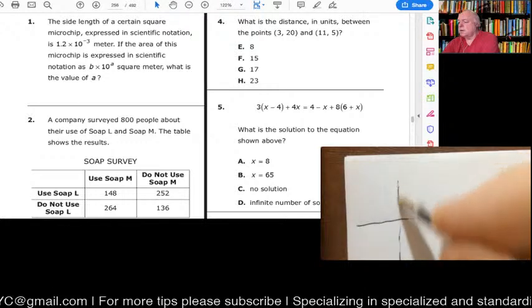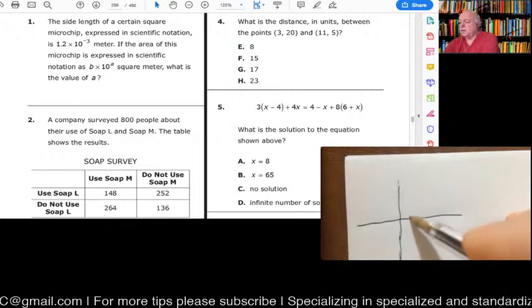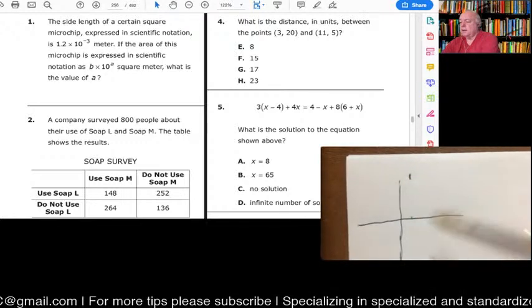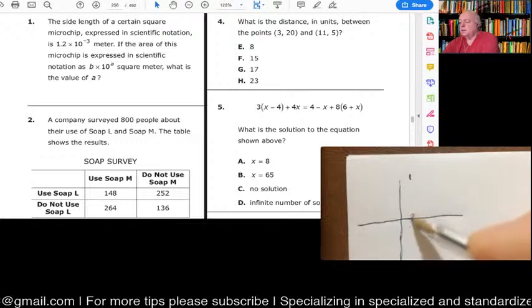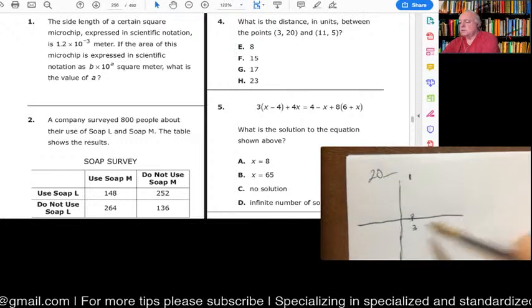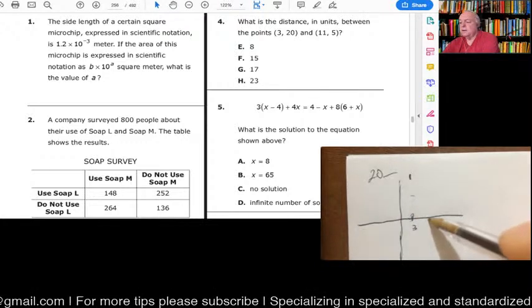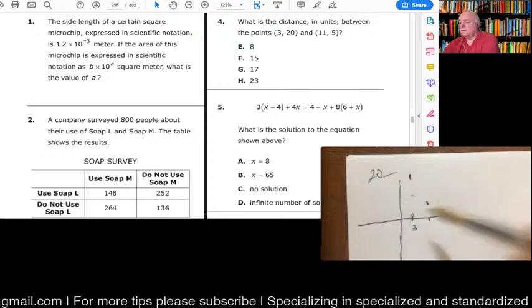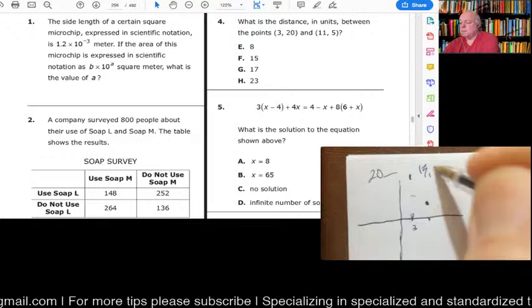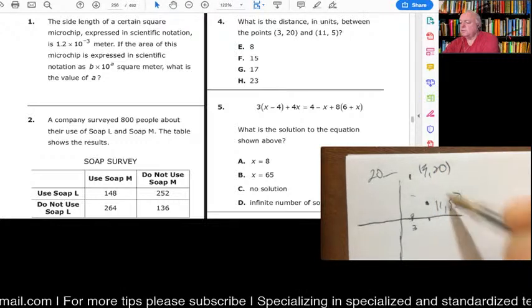this is your XY coordinate plane. We're going to have, what does it say, 3, 20 is going to be somewhere about right there. And if that's 3, then the other is going to be 11. It's going to be about half of that, so it's going to be about there. 11, 5. So that's going to be your 2 points, 3, 20 and 11, 5.